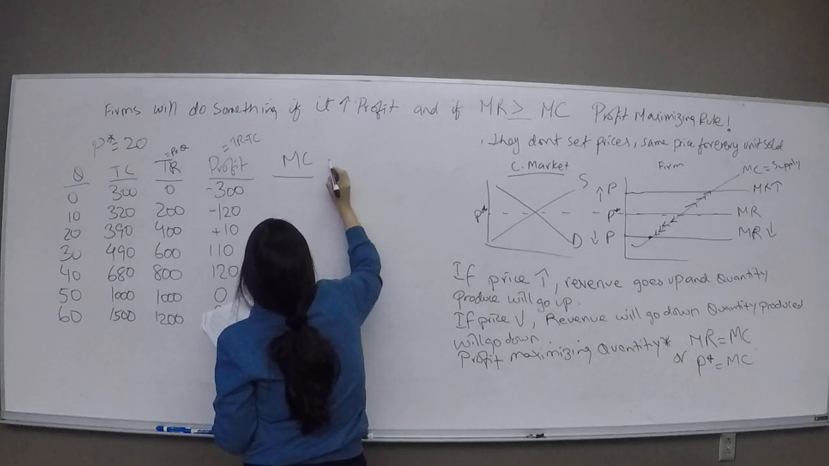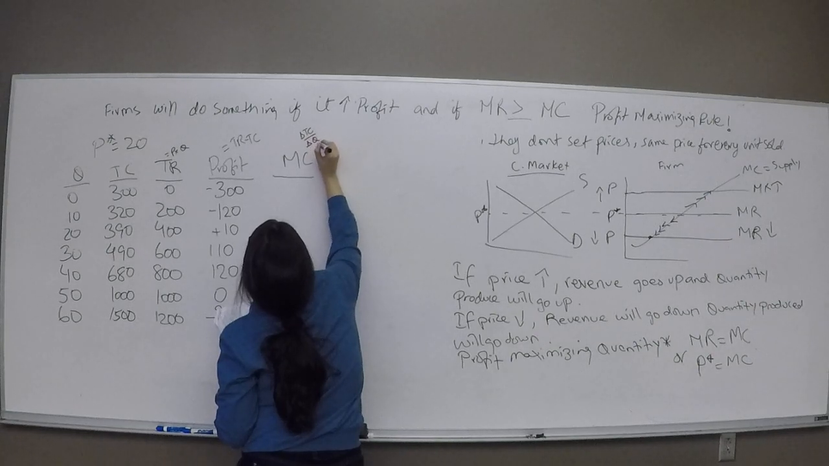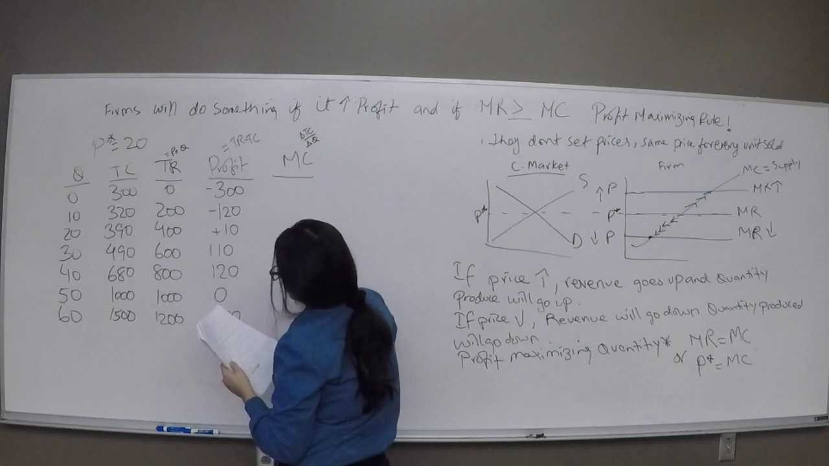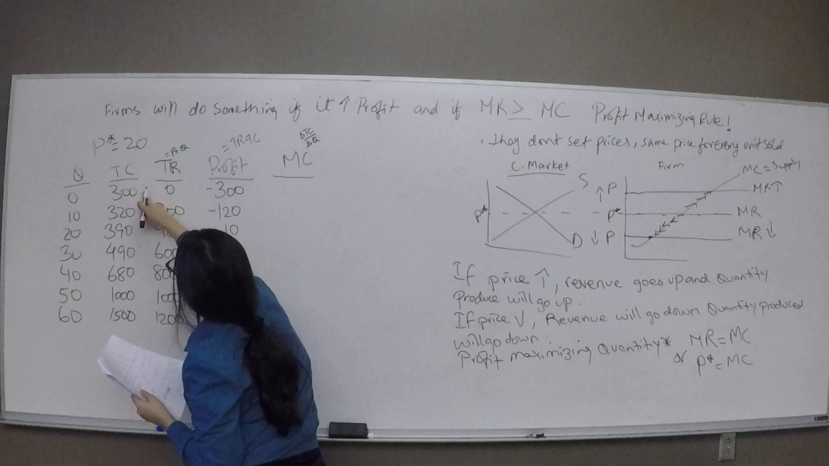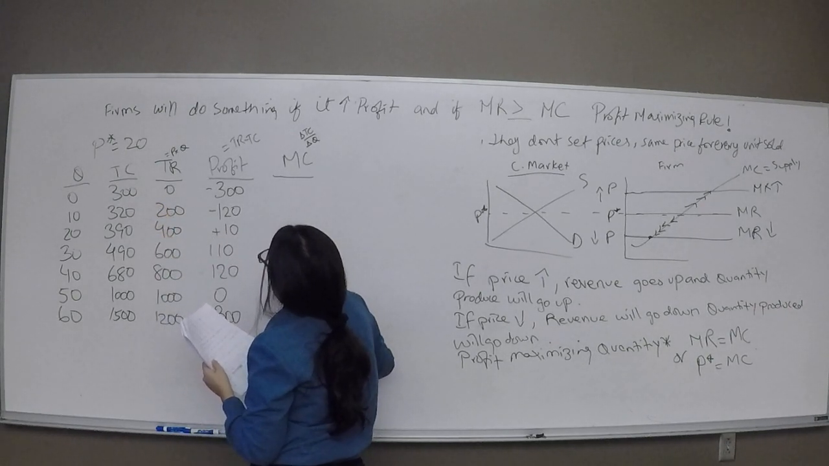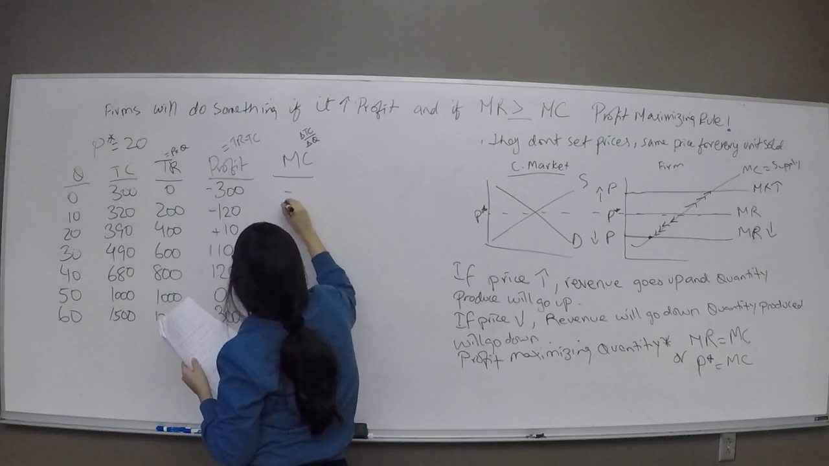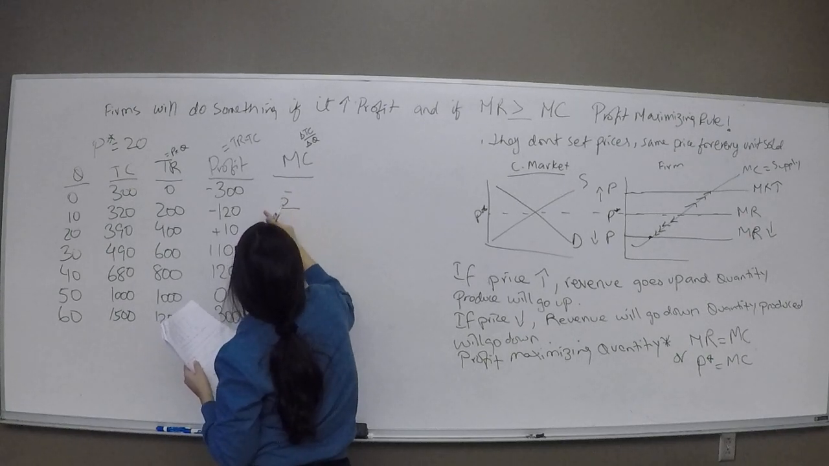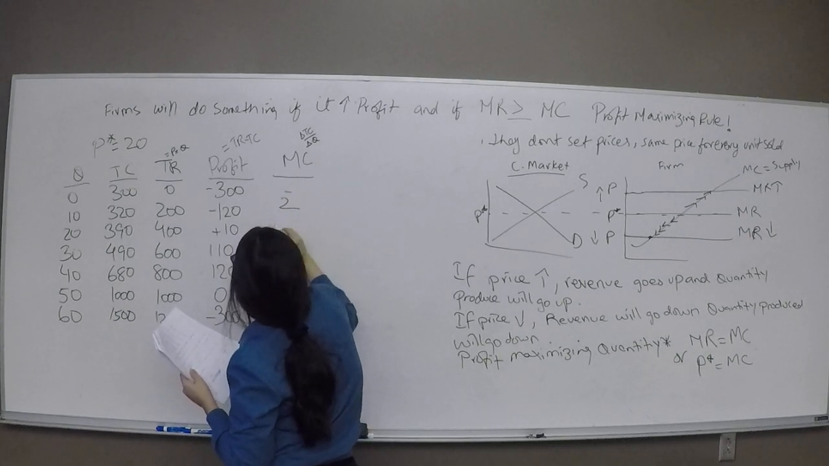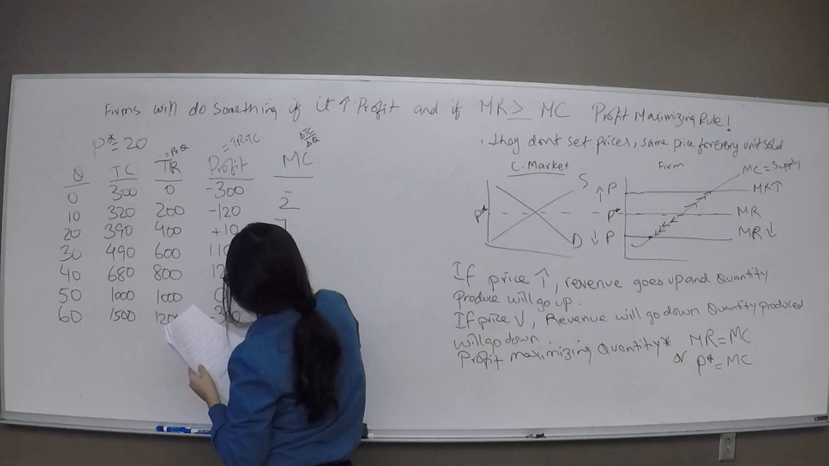Marginal cost is change in total cost divided by change in quantity. Change in total cost from 0 to 10 is 20. Change in quantity is 10. So it is 2. 20 divided by 10 is 2. Then 7, 10, 19, 32, 50.